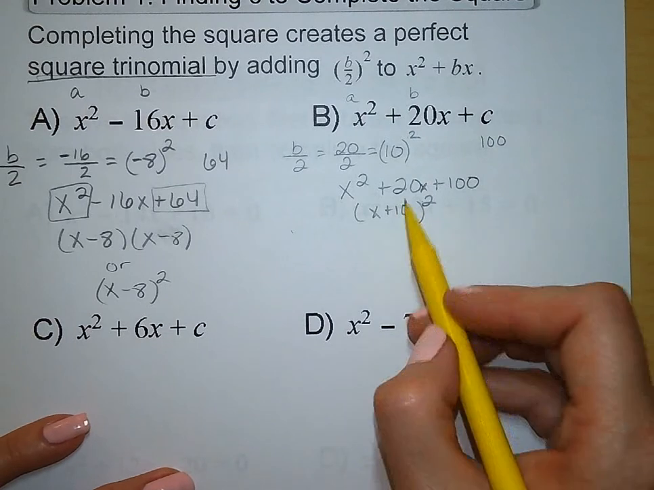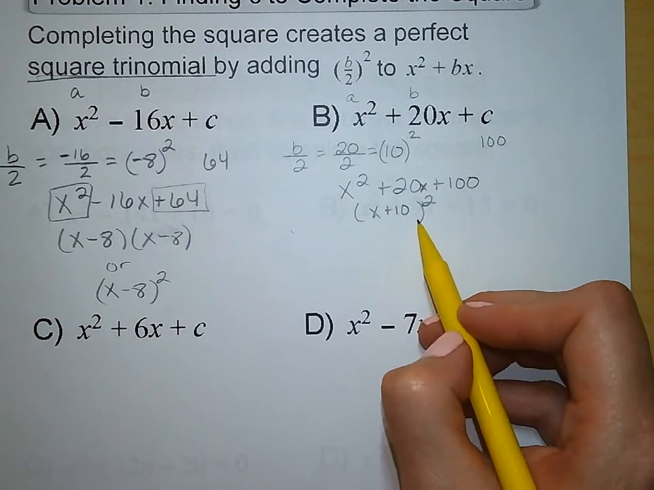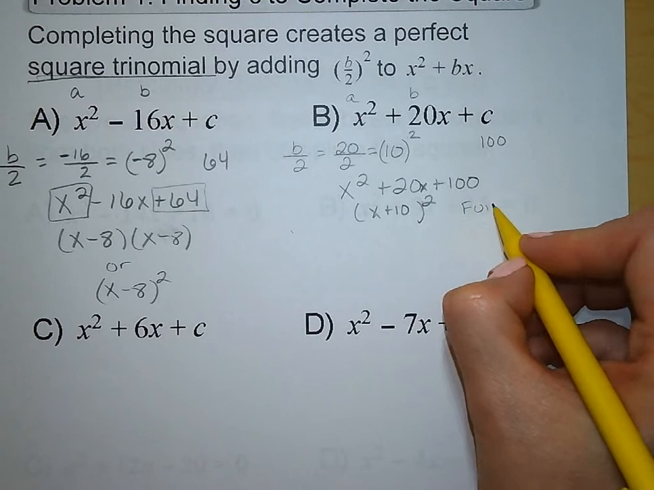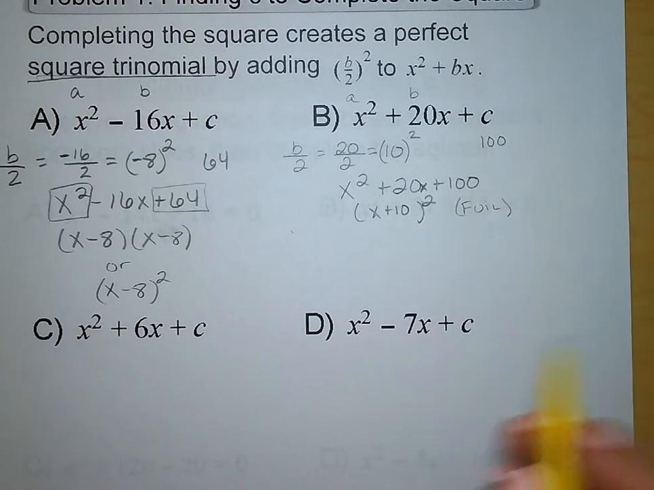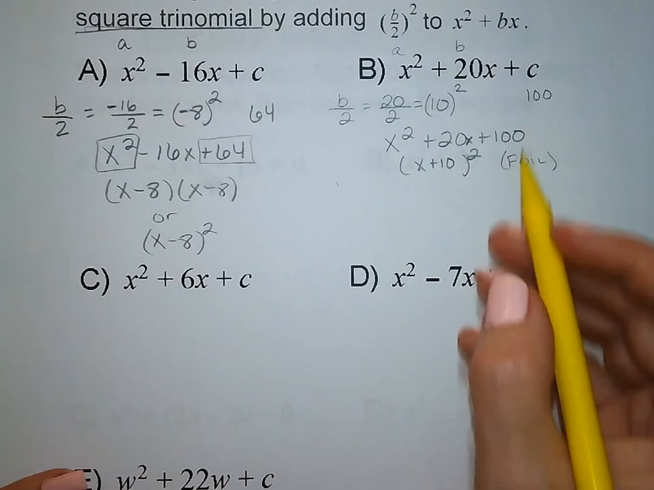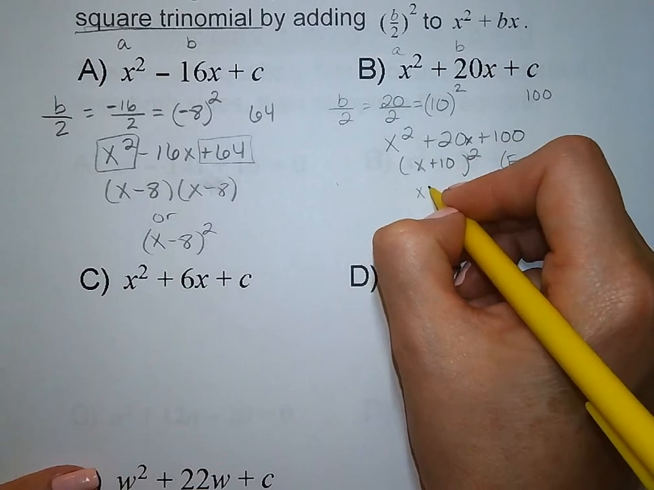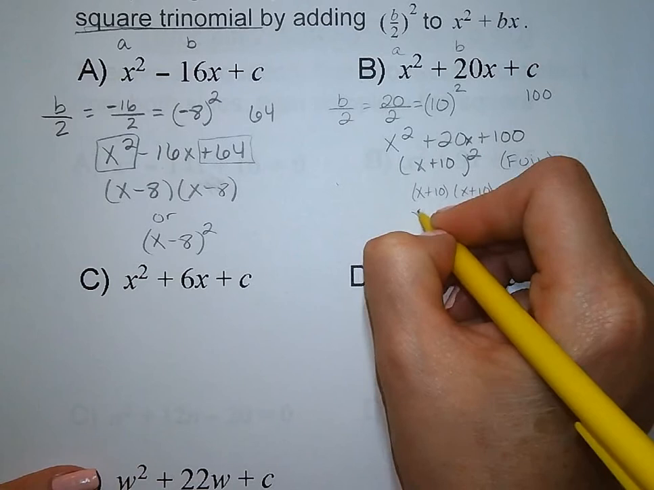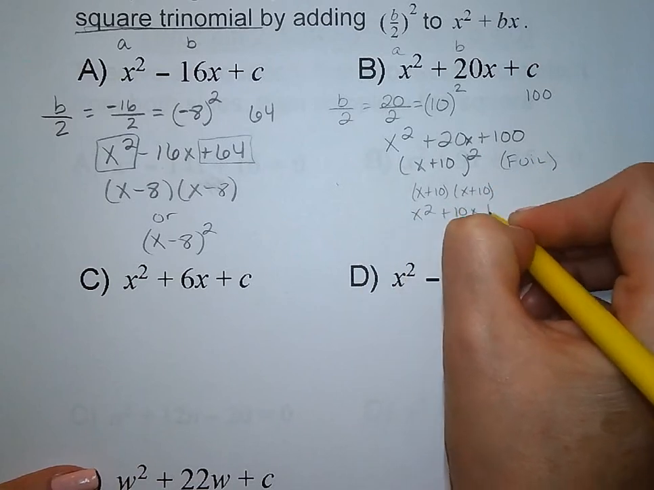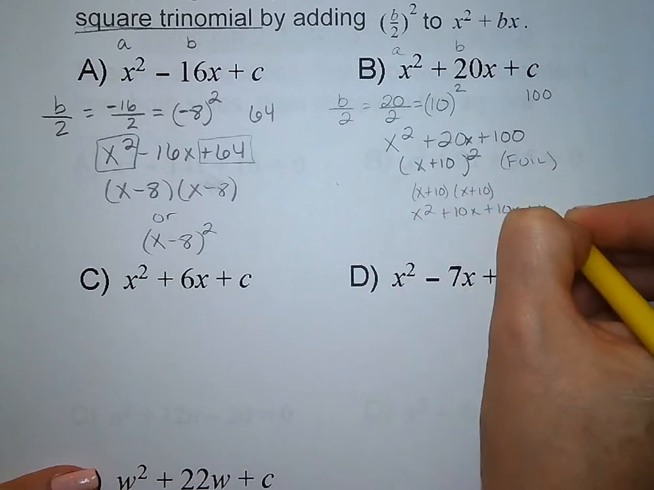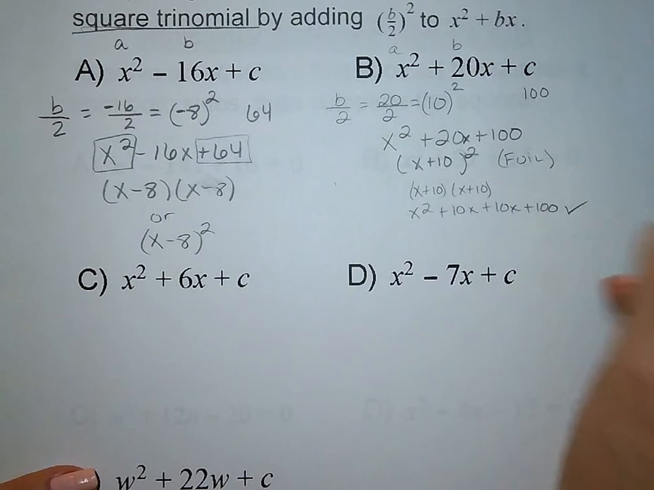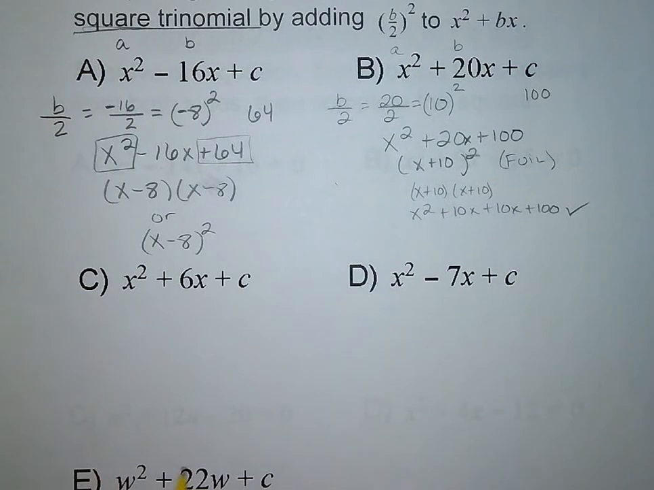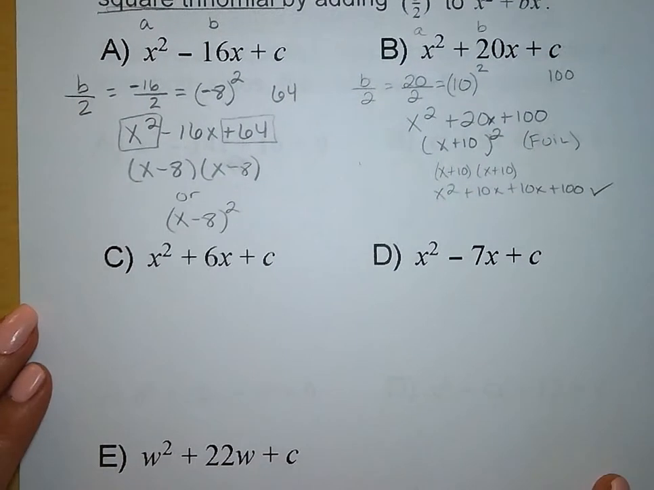How do I know if I'm right? Well, we can always FOIL it and double check. So we'll have x squared plus 10x plus 10x plus 100. And 10 plus 10 is 20, so it's x squared plus 20x plus 100. So we're good there.